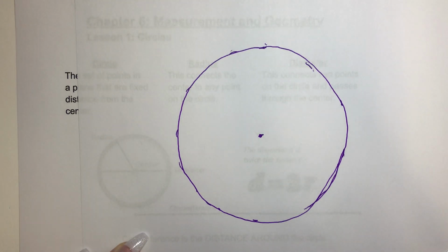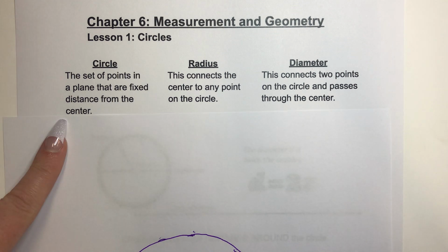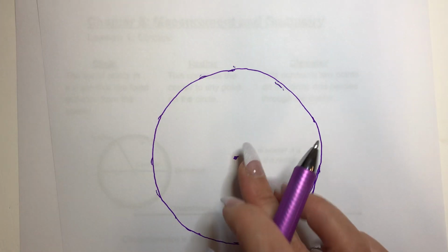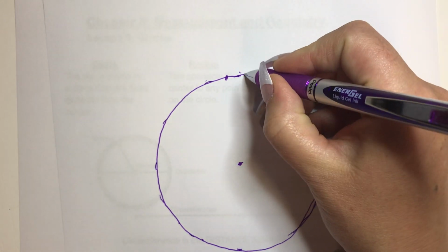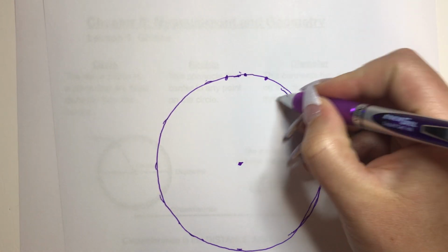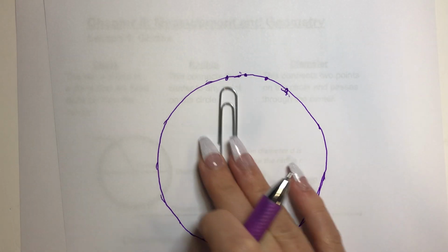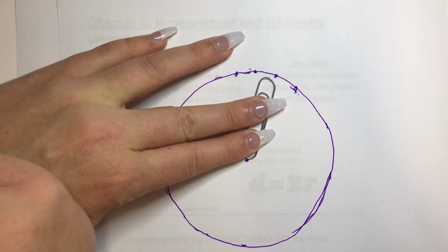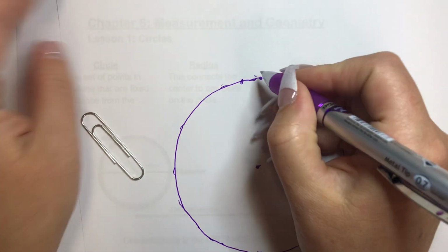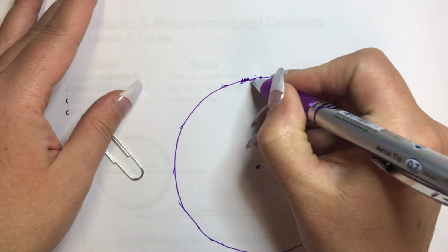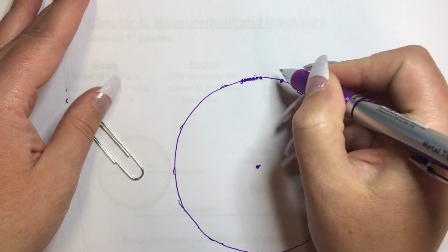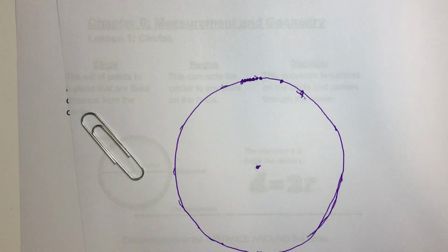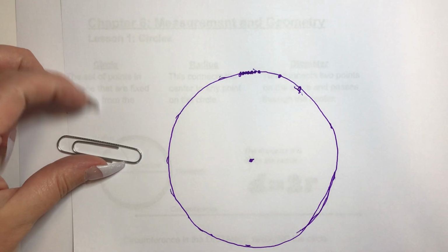Okay, so let's look at that definition again of a circle. It says the set of points in a plane that are a fixed distance from the center. So all these points along this are a fixed distance, and they're all the same distance. And all those points together can make up a circle, especially if you have the points really, really close to each other, you know? So that's the definition for a circle.